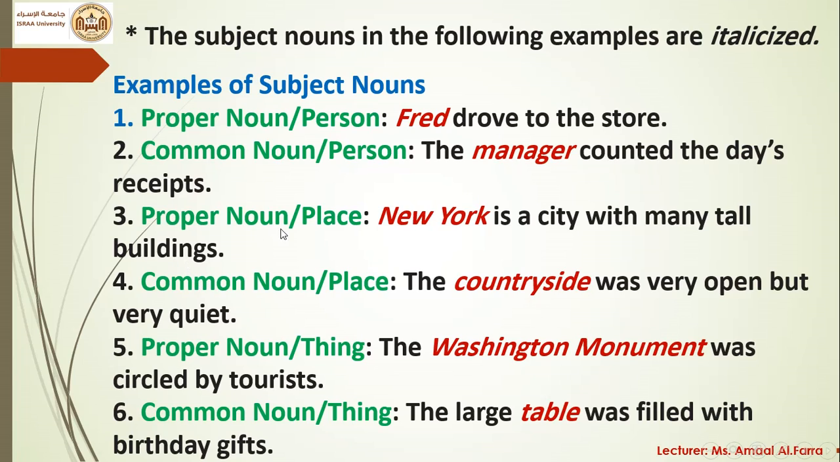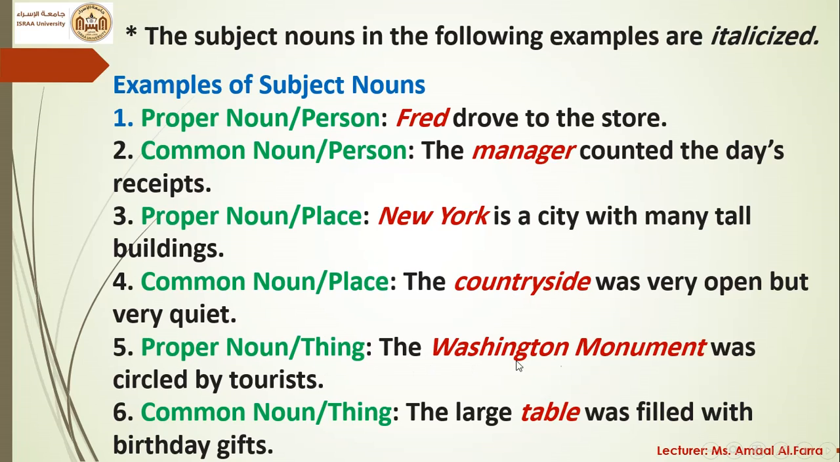We have a proper noun of a place, like "New York is a city with many tall buildings." This is a proper noun naming a place. A common noun naming a place, like "The countryside was very open but very quiet." This is common. We don't know which countryside, in which city. Is it in Palestine? Is it in America? Which countryside? We don't know.